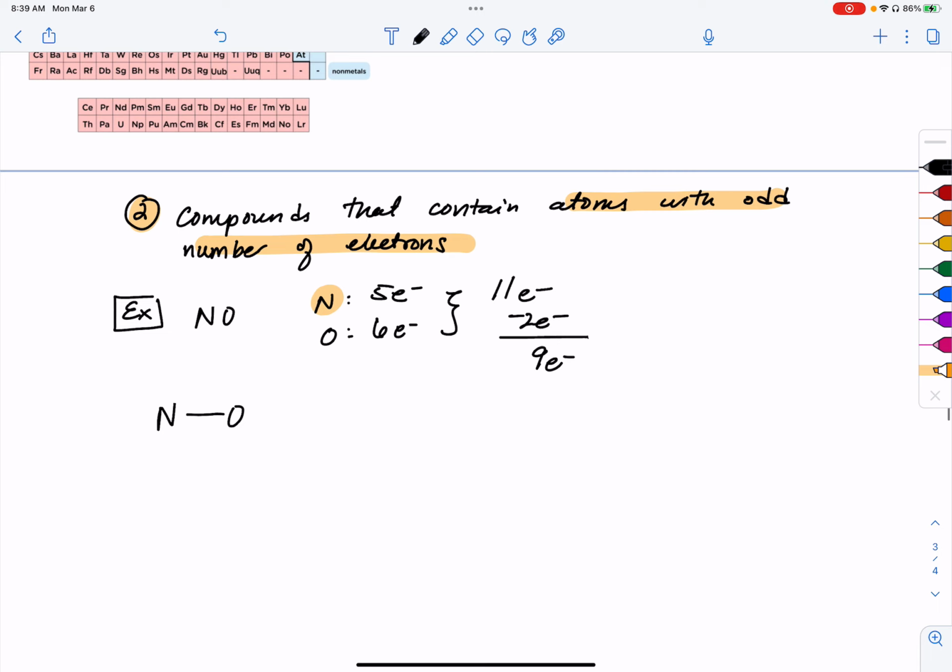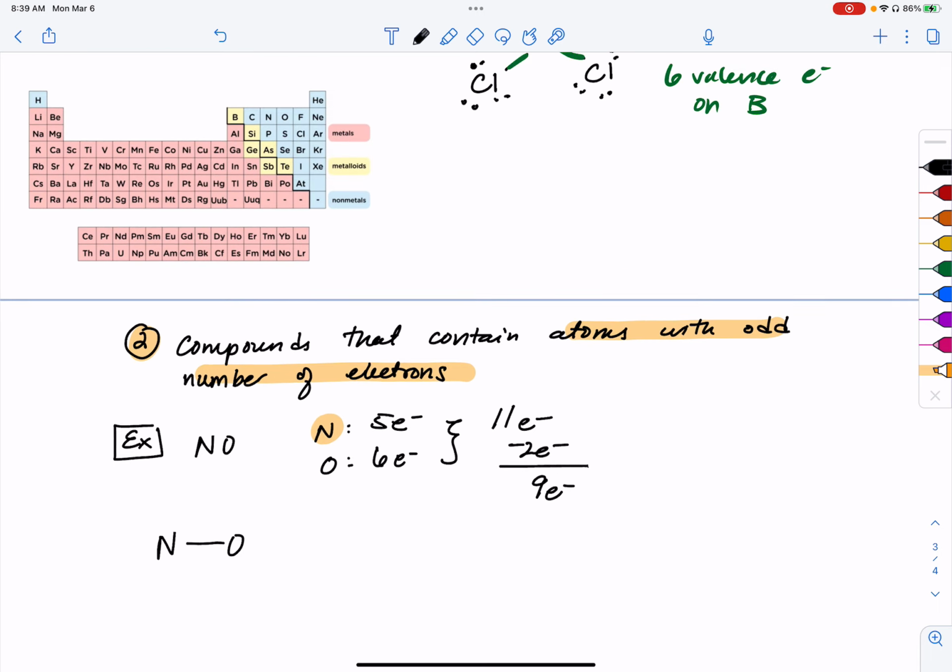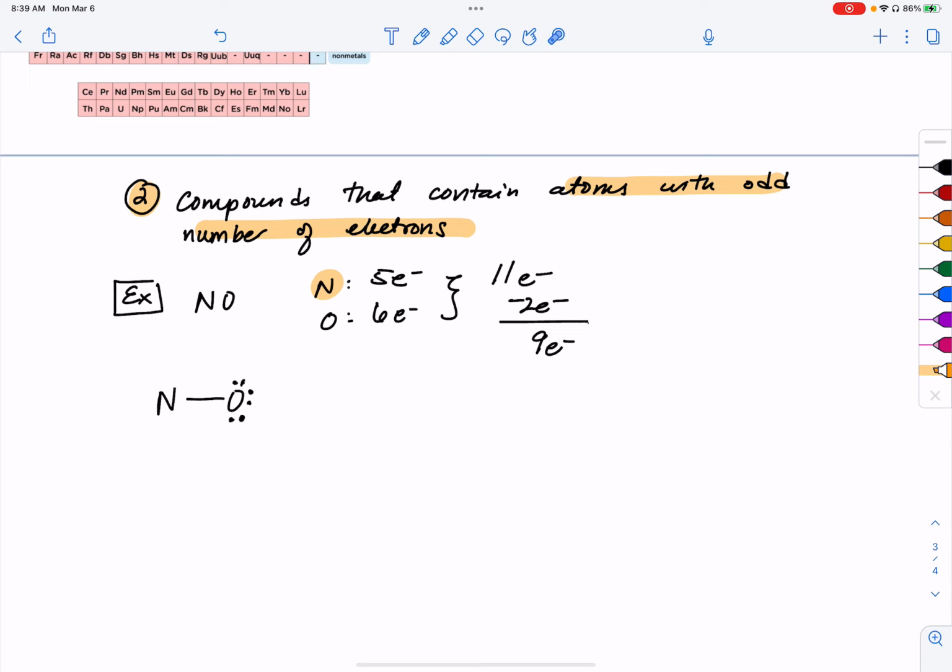Now I spend some of that electron budget to fulfill the octet of the more electronegative atom. So if we're going to compare oxygen against nitrogen, oxygen is further to the right here in this second row. So this is more electronegative. So I would fill my octet, 2, 4, 6, 8. So I have, in doing so, used up 2, 4, 6 of my electrons, giving me 3 left.